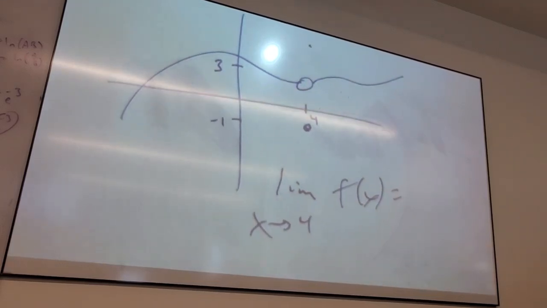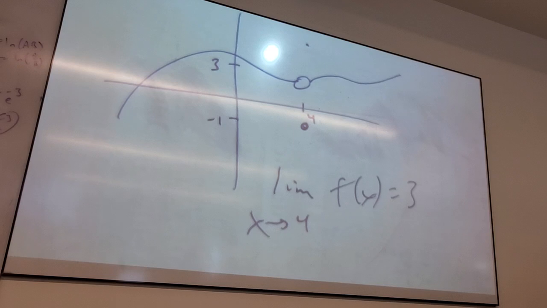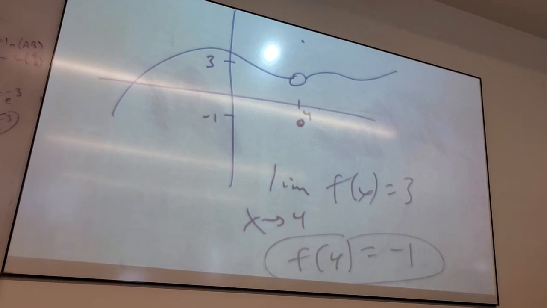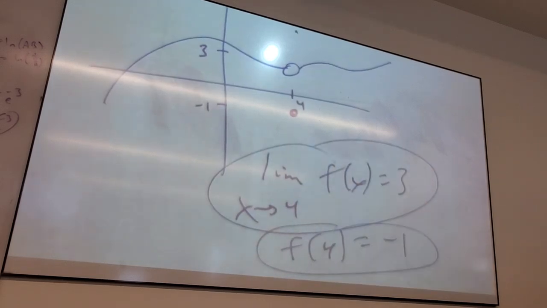Why does the limit exist? From both sides, I love it. It's the same from both sides. But what is f of 4? Negative 1. Good. So this question has no idea what's happening anywhere else except at 4, and this question has no idea what's happening at 4. That's why they can have very different answers.